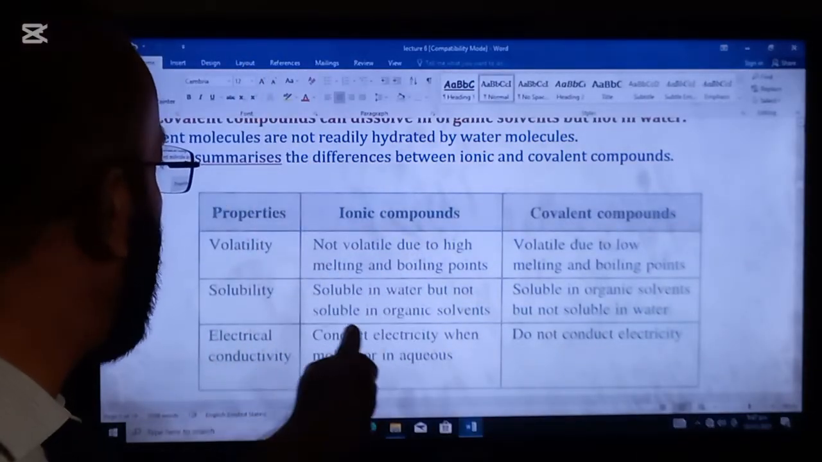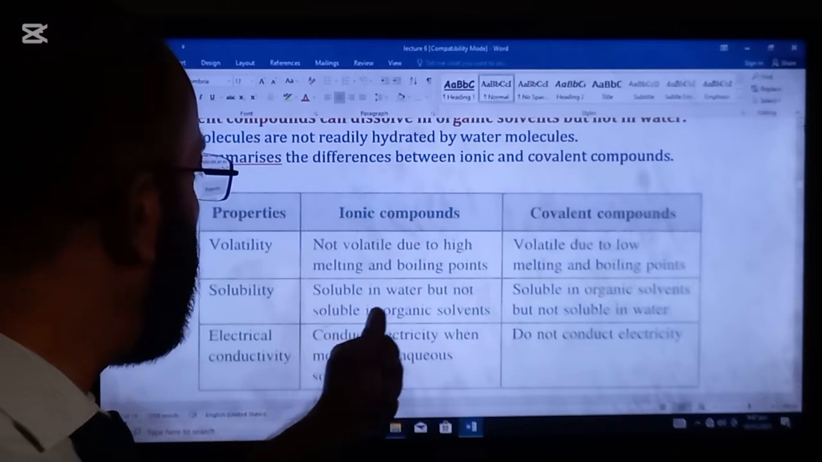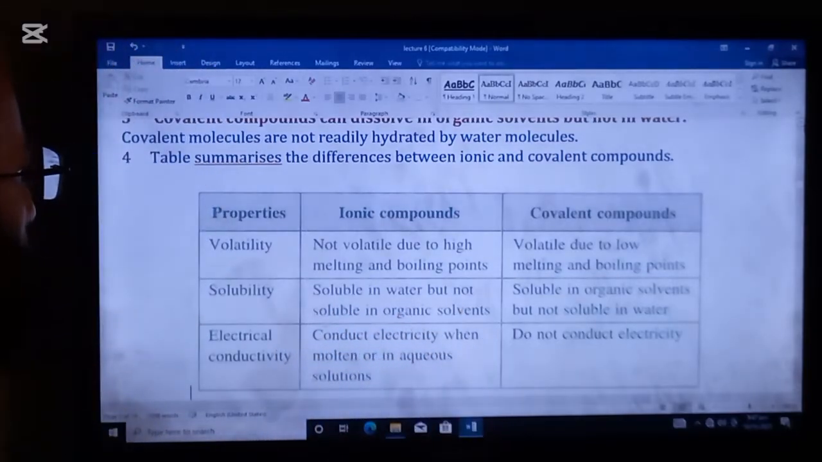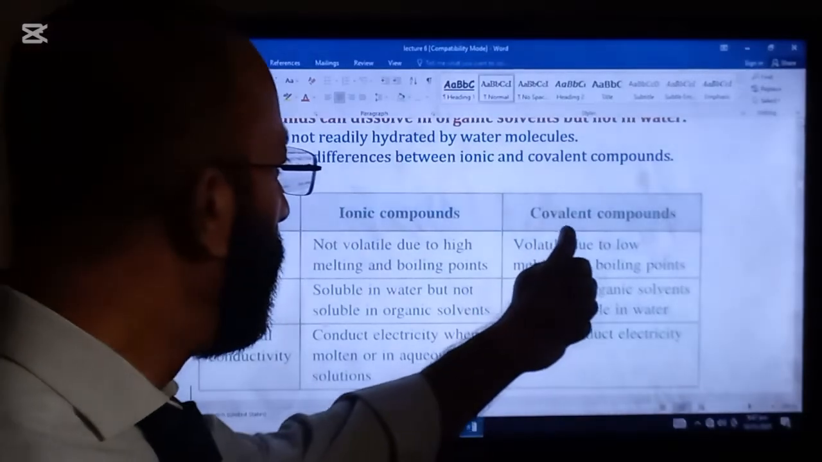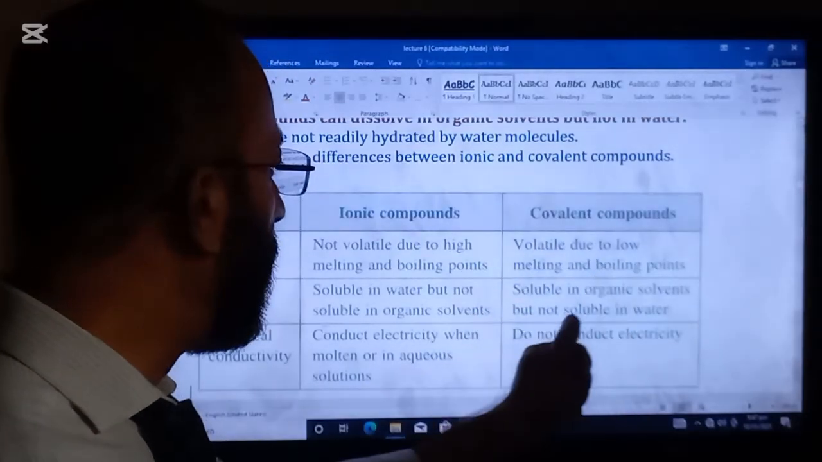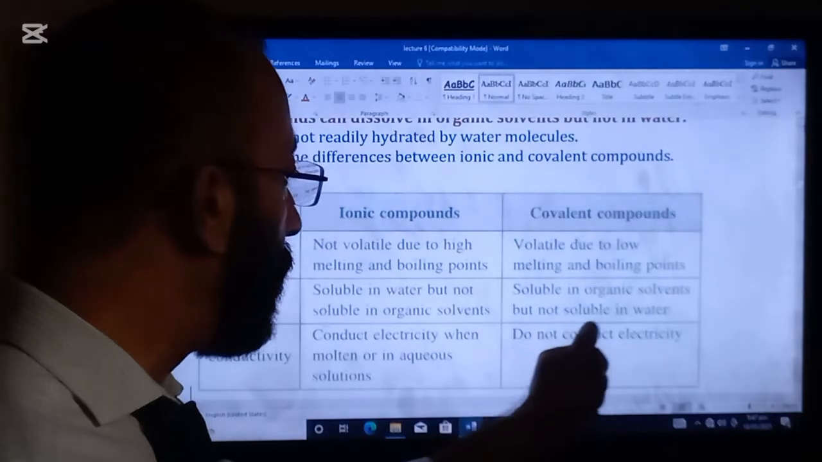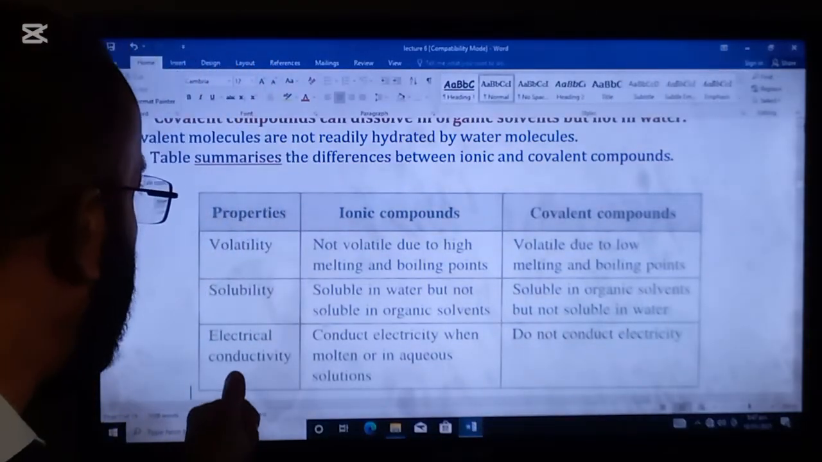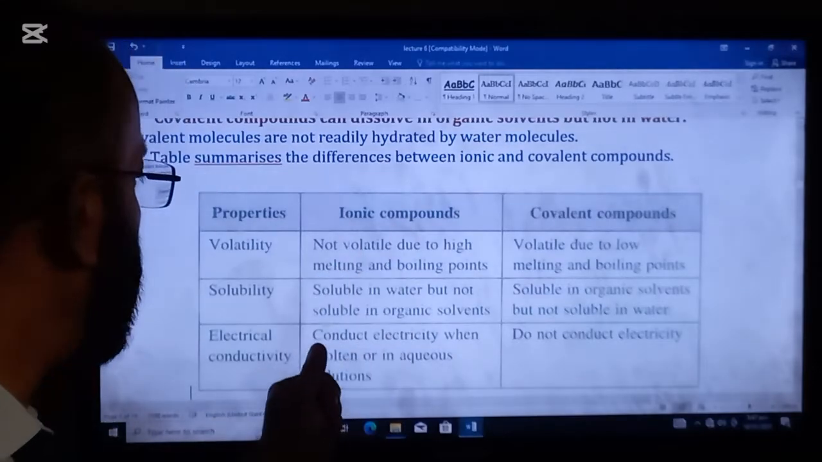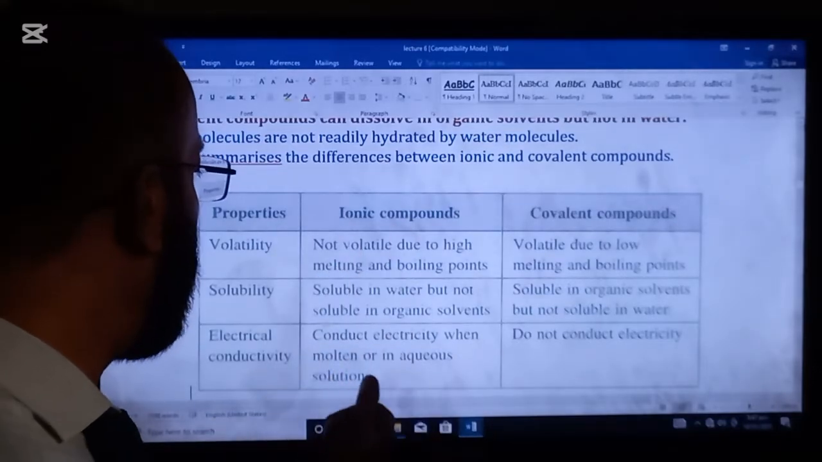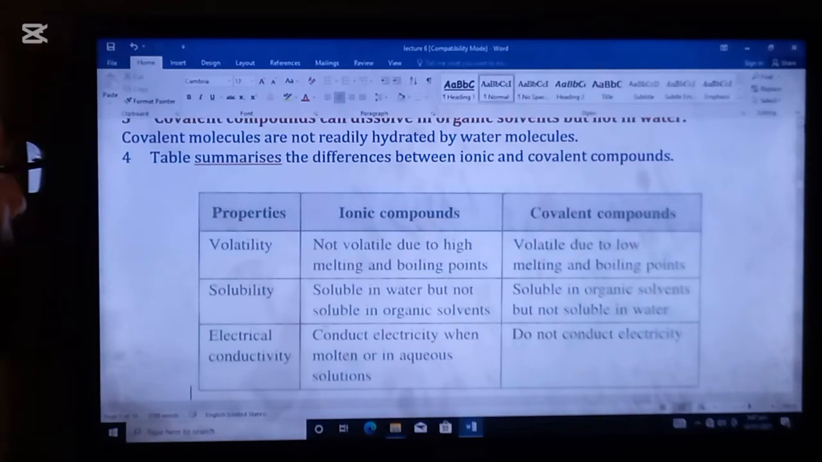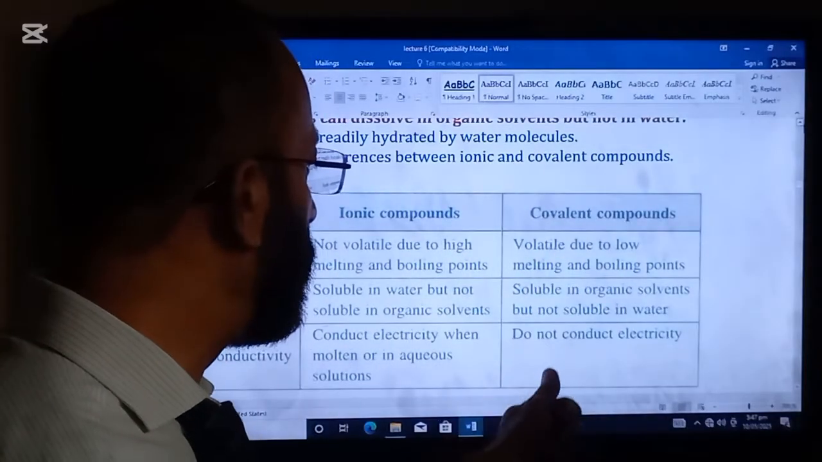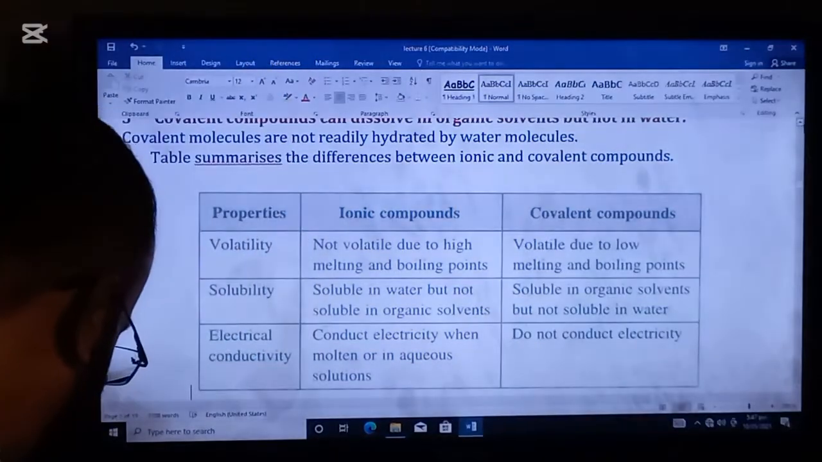Solubility: ionic compounds are soluble in water but not soluble in organic solvents. Covalent compounds are soluble in organic solvents but not soluble in water. Electrical conductivity: ionic compounds conduct electricity when molten or in aqueous solution. Covalent compounds do not conduct electricity.